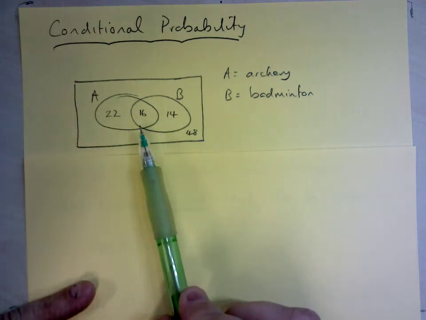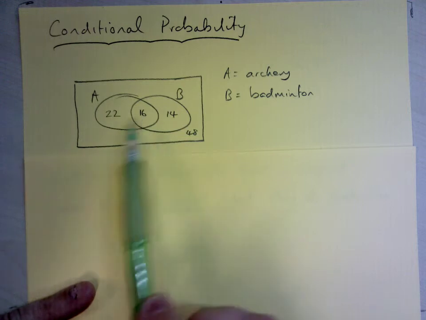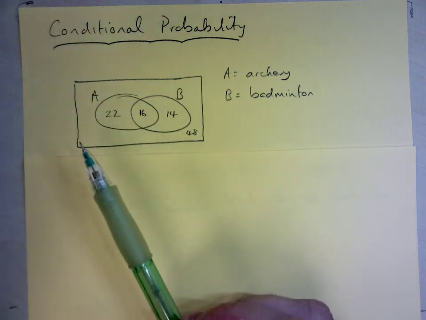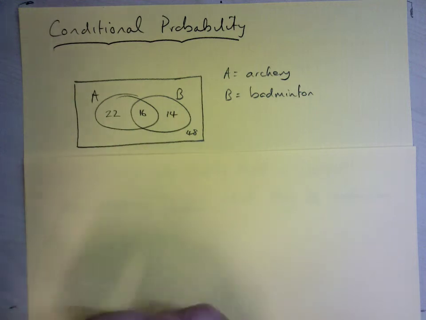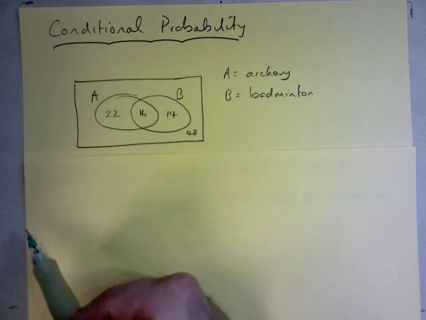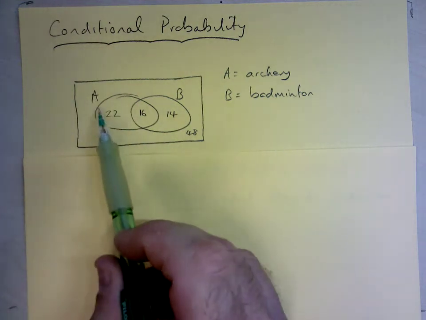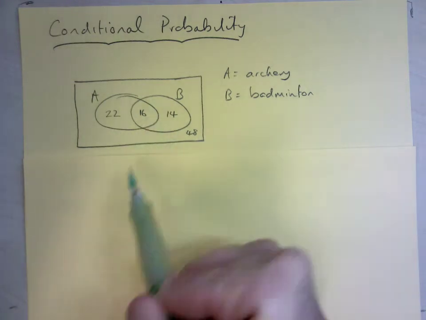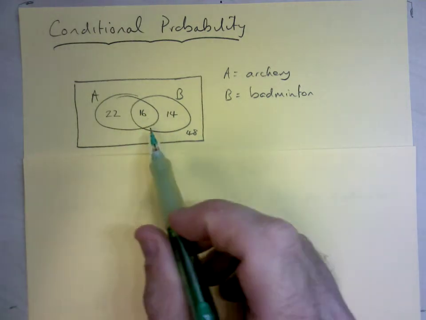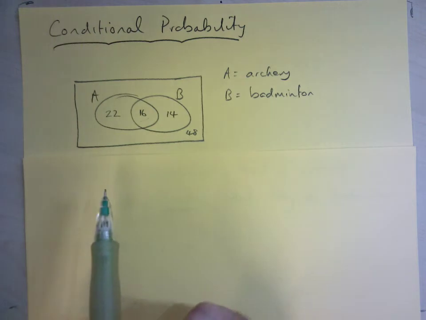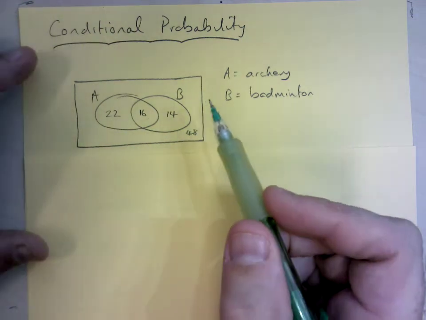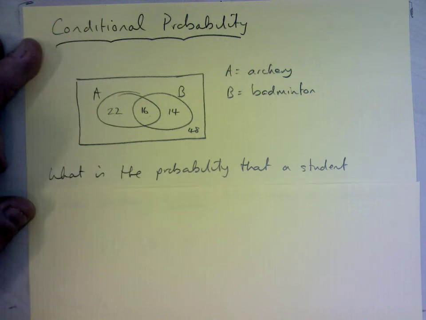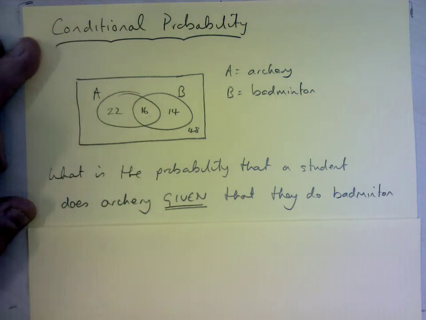So the number that do both would be 16, the number that do neither, 48. And if I ask you probability questions, you can use the Venn diagram to get the answer. So if I ask you for the probability a student does archery and badminton, then it would be 16 out of the total number of students, which is 100. So 16 out of 100. So we're already familiar with probability questions like this, but we're going to add an extra element to the questions we're going to look at.